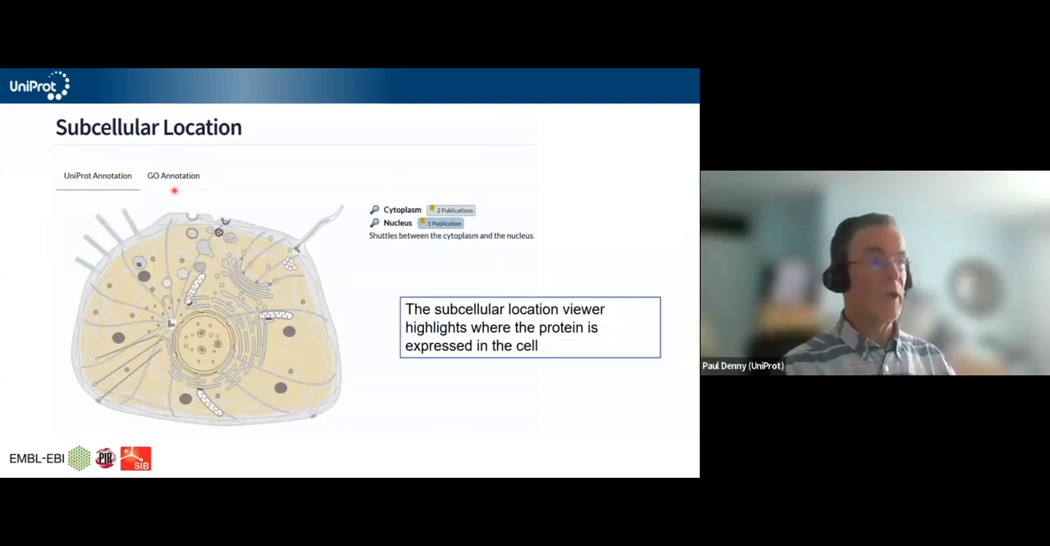Another class of data that we capture by a mixture of manual and also automatic annotation is subcellular localization. And again, we've got here in this little icon with the bookmark in gold, this shows that this has been manually added. So the little gold bookmark means that a curator has added this to this particular part of the entry. And this is an interesting protein because it actually shuttles backwards and forth between the cytoplasm and the nucleus.